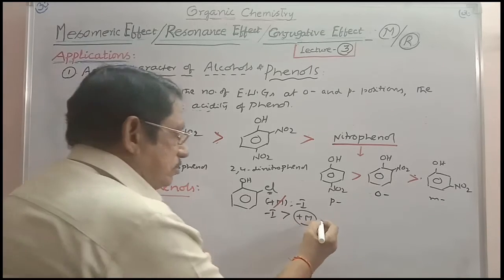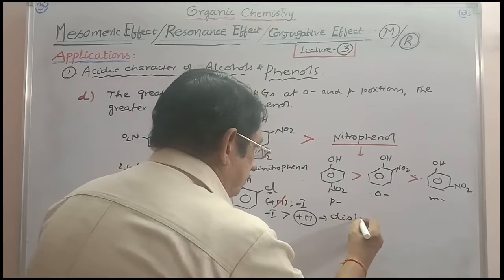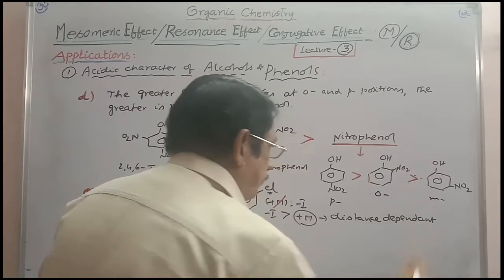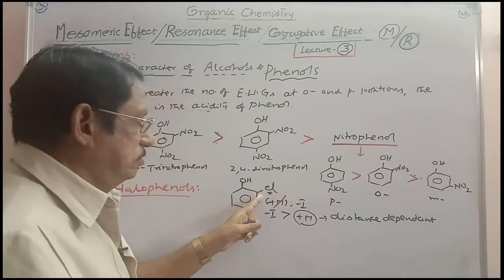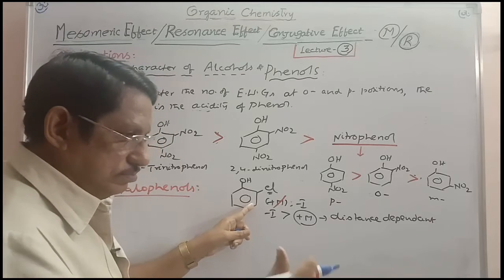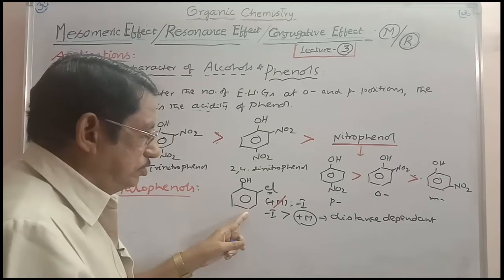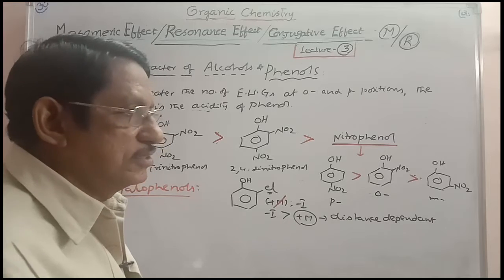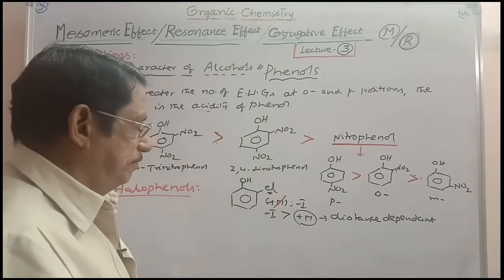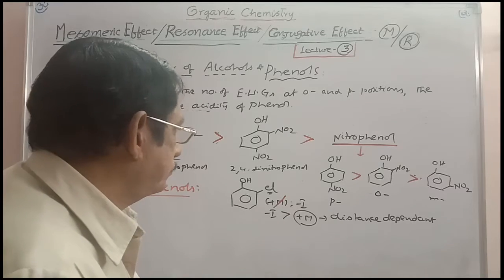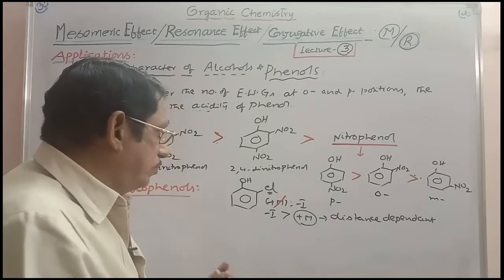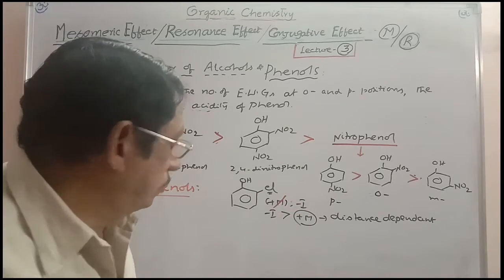Inductive effect is distance dependent. At ortho position, the distance is shorter, so more minus I will be there. At a meta position, it is decreased. At a para position, it is still further decreased. Minus inductive effect is slowly decreasing from ortho to meta, meta to para. And so you can take here orthochlorophenol, metachlorophenol, parachlorophenol. We have to write the order here. You have to please note it.